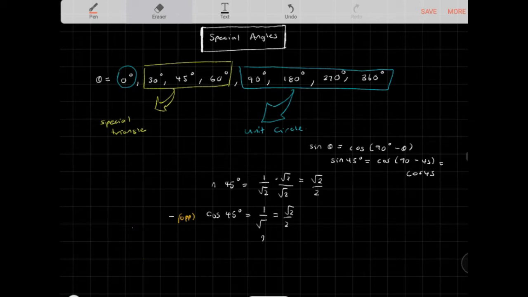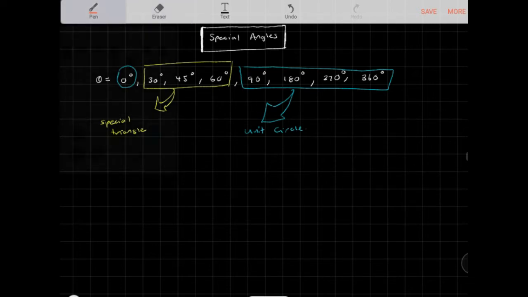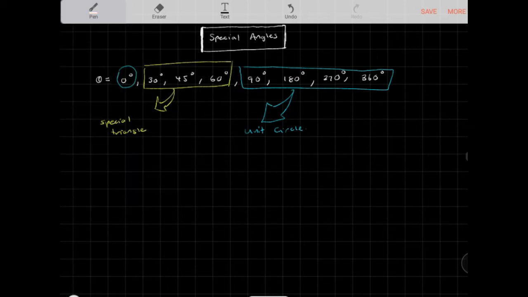Okay, so now we're going to look at the exact value of the ratio for the other angles, 30 degrees and 60 degrees, by using these sine, cosine, and tan functions. This time our triangle is going to look something like this. It's going to have side lengths of 1, 2, and square root 3. This angle here is 60 degrees, and this angle here is 30 degrees.